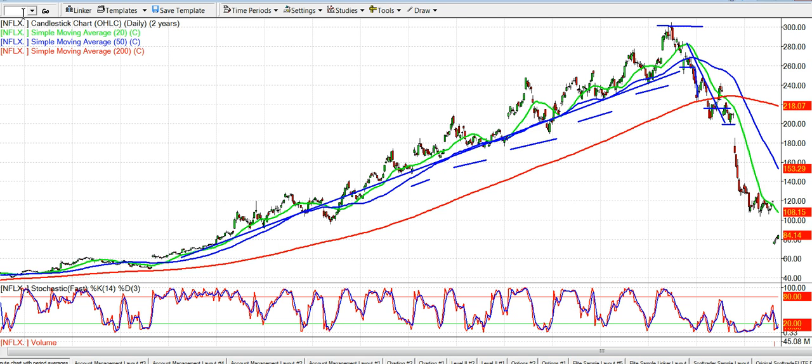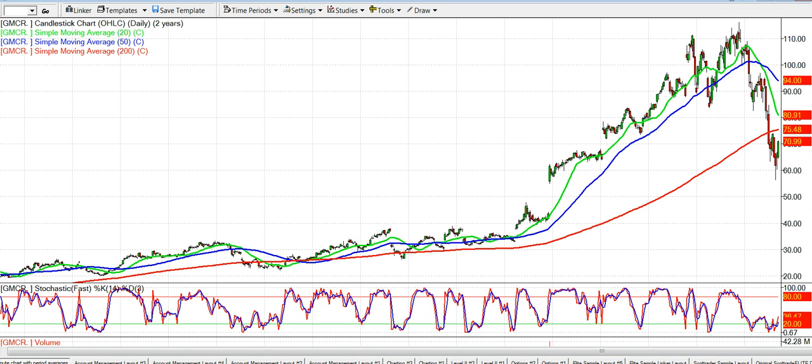And the final one I want to show you is Green Mountain. Again, it's the same type of picture where once we start this big move up, we get these angles on our 20 and 50 and they hold, and then once we break down, it breaks down significantly.